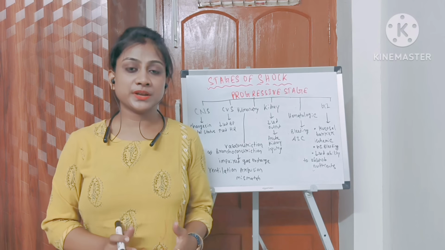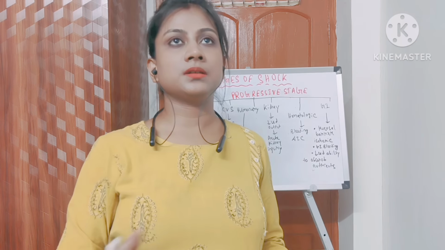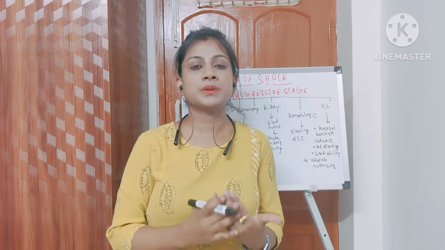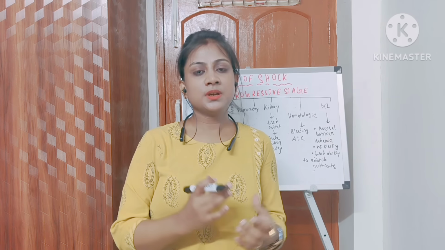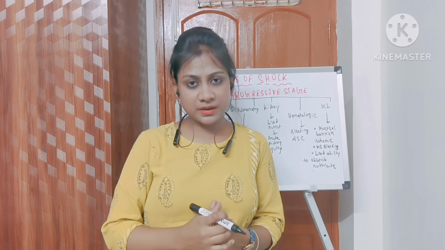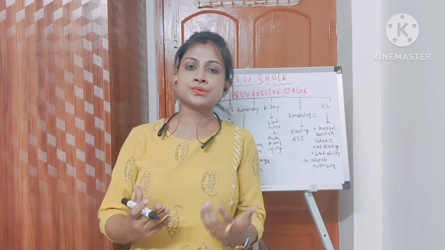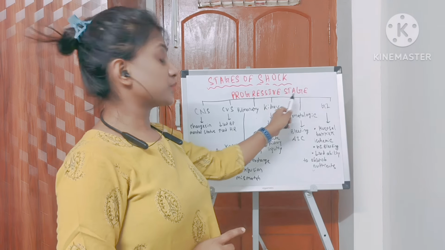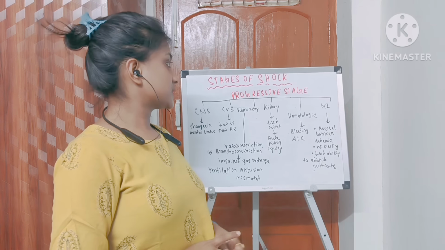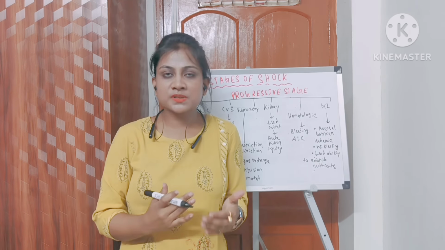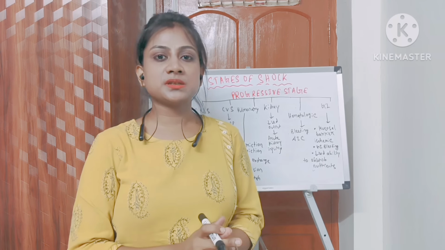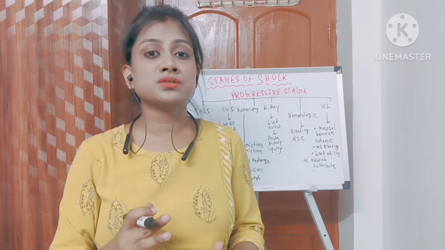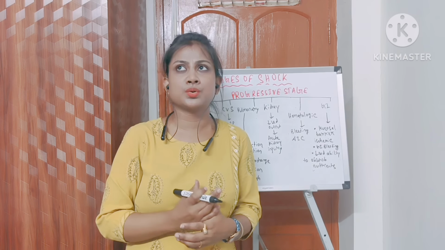Next stage is the progressive stage. As we have discussed, in the compensatory stage the body tried to cope, applying all its mechanisms to cope with that particular crisis, but it was not able to do so. So that's why your body eventually developed to the progressive stage. Now in the progressive stage, there will be a few more symptoms, there will be worsening. In the compensatory mechanism, there was no involvement of the central nervous system, there was no change of mental status, or there was no confusion.